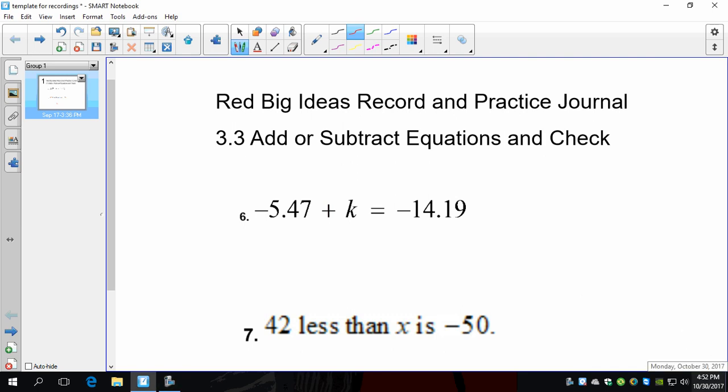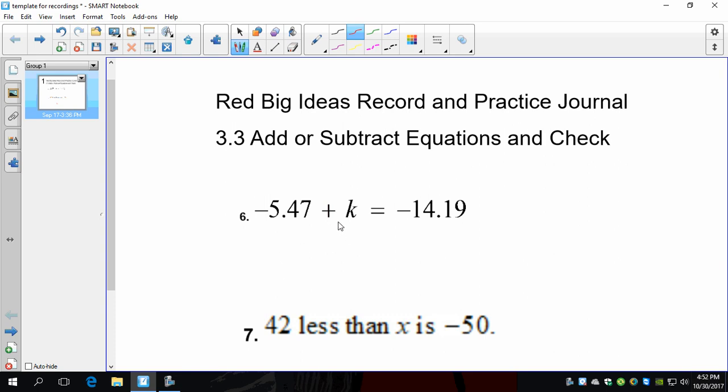All right, we're working on the Red Big Ideas Record and Practice Journal. Today we are working on 3.3, and what we are trying to get accomplished today is adding or subtracting equations, and then finally the last step is we just want to check our work to make sure it checks out. We should have talked about opposite land.